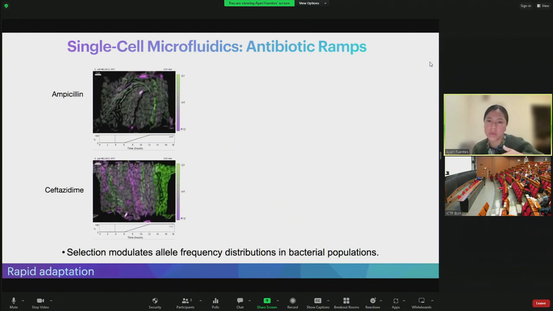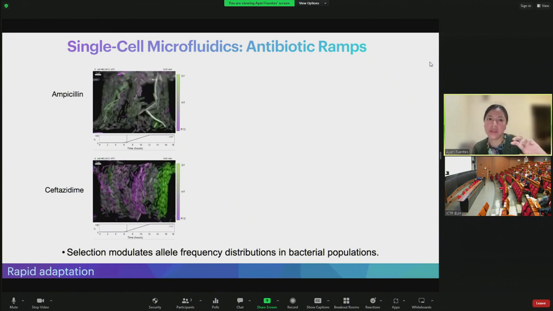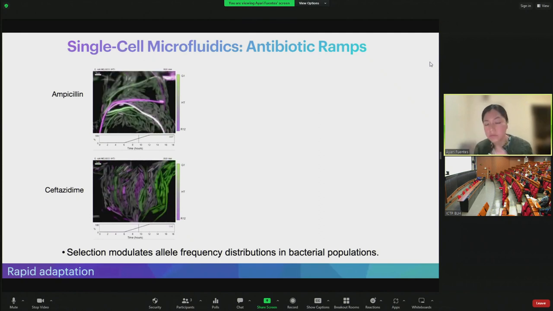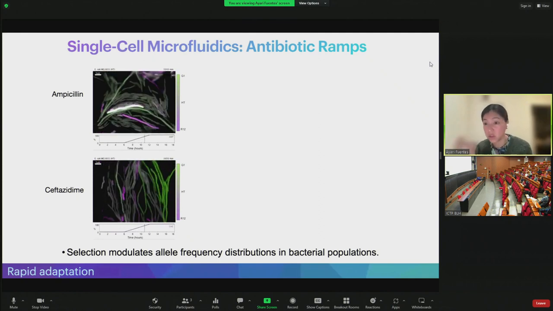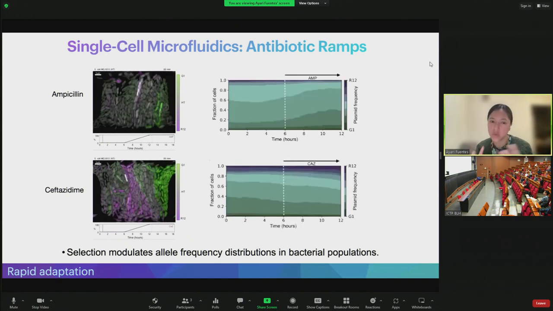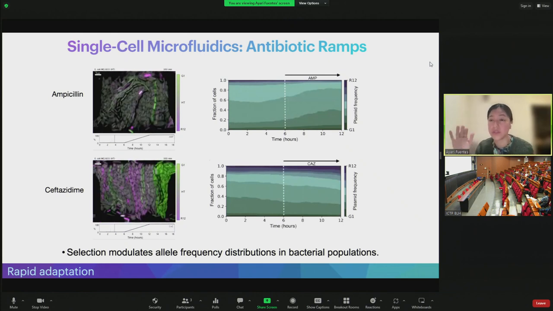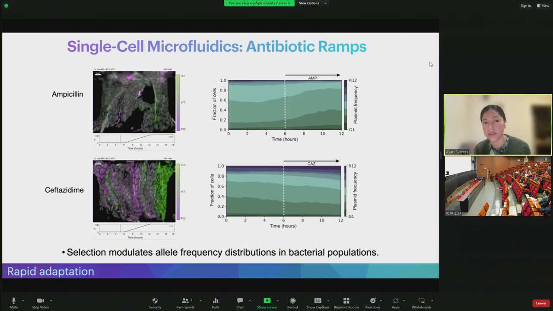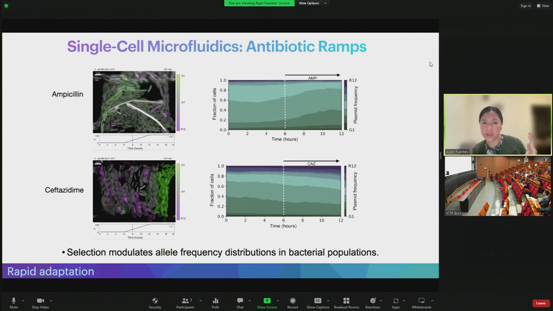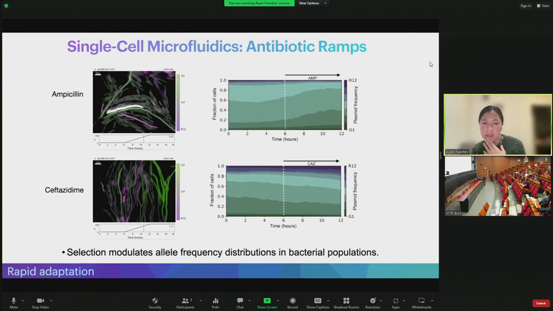We wanted to see if the population where we put ampicillin shifted into greener and the other into red. By the end of the experiment, everything is almost dead. We see elongation, we see stressed bacteria, and then we measure the shift. We can see that if we introduce ampicillin, there is a shift towards the green, and when we introduce ceftazidime, there is a shift towards the red.